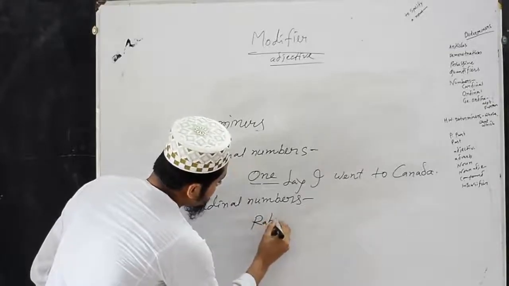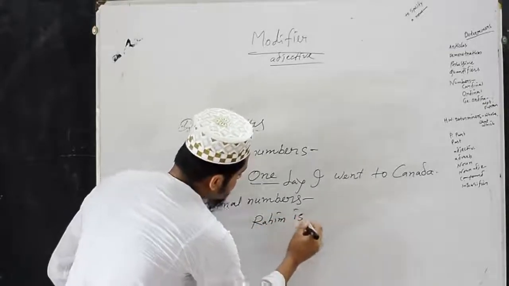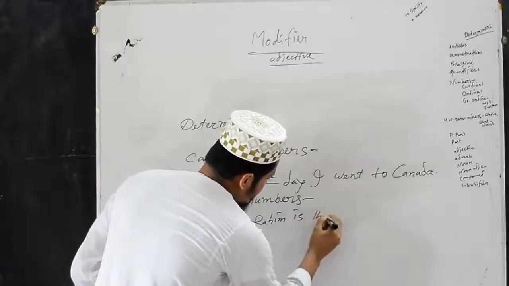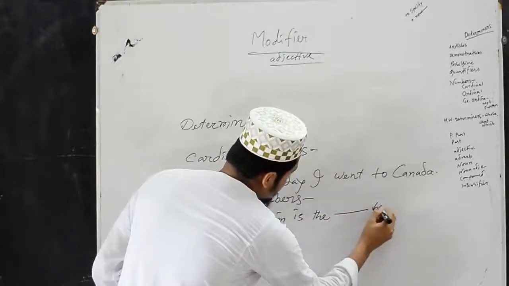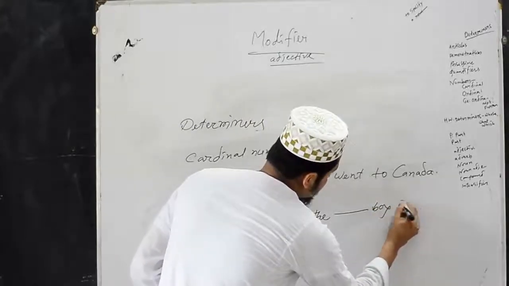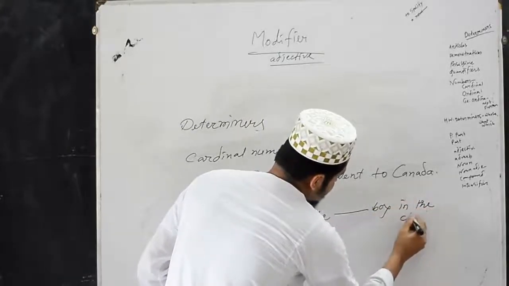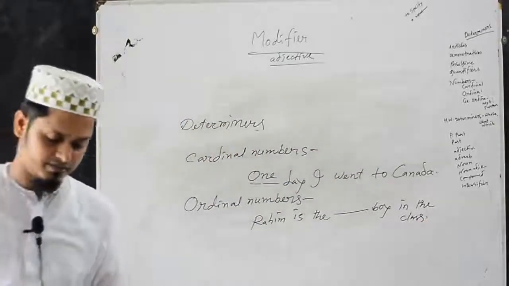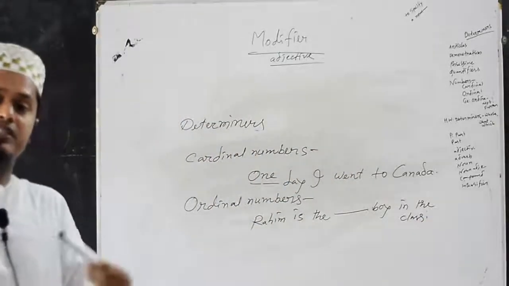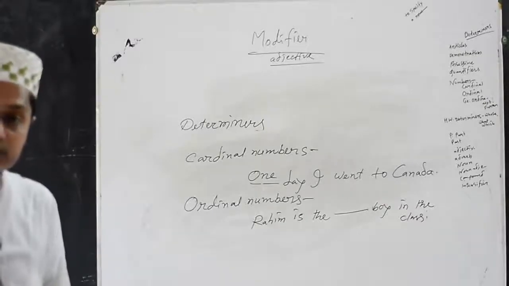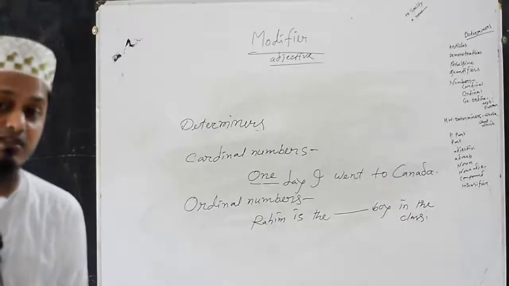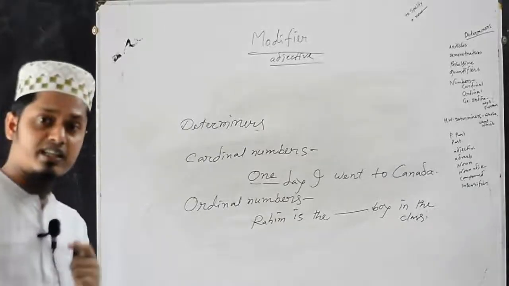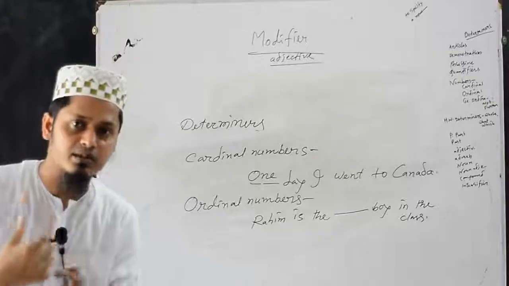Rahim is dash, sorry, Rahim is the dash boy in the class. Rahim is the dash boy. What's the position of Rahim? Rahim is the first boy. Rahim's roll number is 1. This is indicating the position.